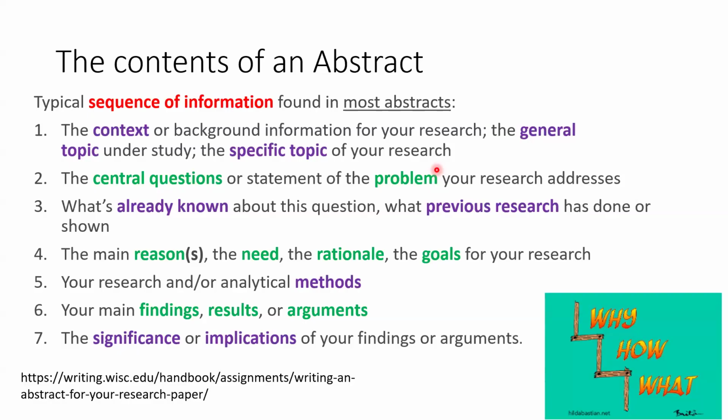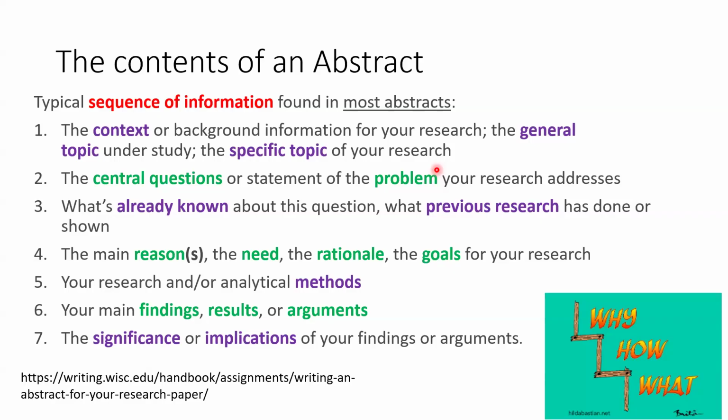Most well-written abstracts have a typical sequence of information, right? This sequence of information is given in 7 steps or parts. So let us look at these 7 sections one by one. The abstract should have all these 7 put together in one paragraph.